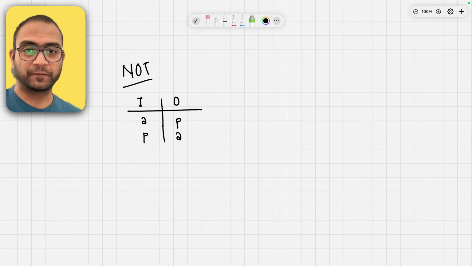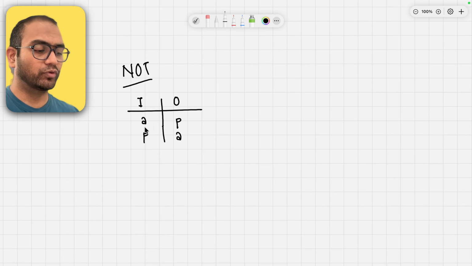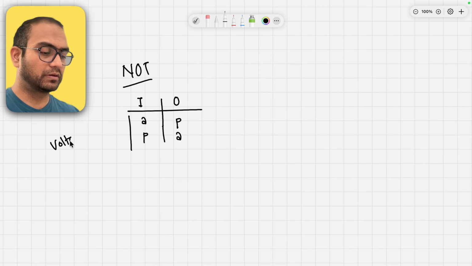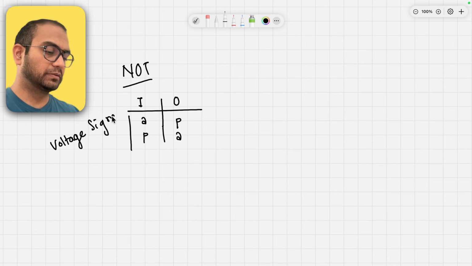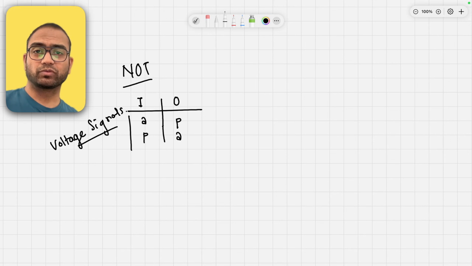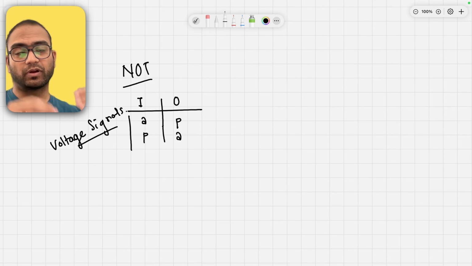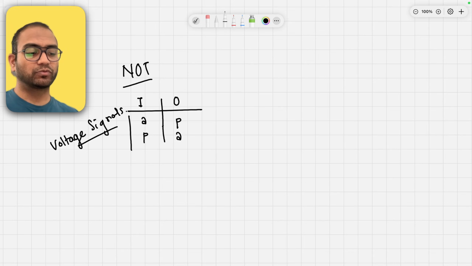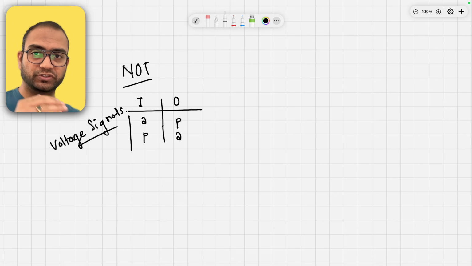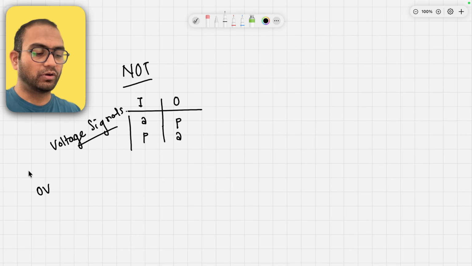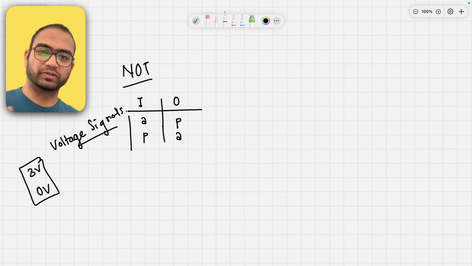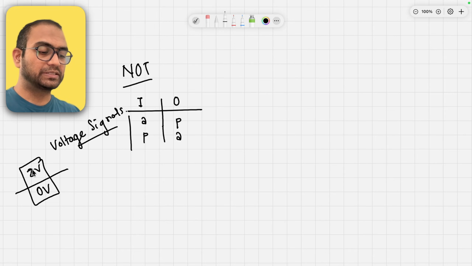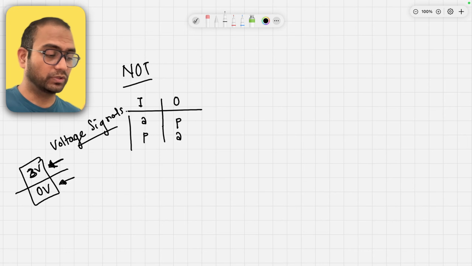So let's do the following. We'll say that these are essentially voltage signals, and for our purposes, voltage signals of a certain strength, so either 0 volts or, let's say, 3 volts. Let's just work with this for now. So presence of a signal would mean that 3 volts is available, and absence would mean that it is 0 volts, or voltage is absent.